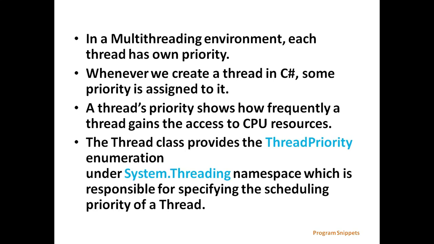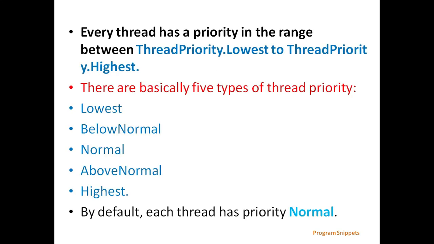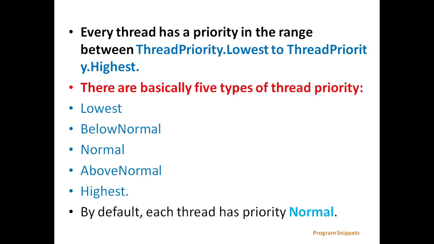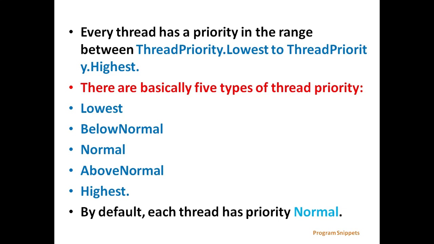The Thread class provides the ThreadPriority enumeration under the System.Threading namespace, which is responsible for specifying the scheduling priority of a thread. Every thread has a priority in the range between ThreadPriority.Lowest to ThreadPriority.Highest. There are basically 5 types of thread priorities: Lowest, BelowNormal, Normal, AboveNormal, and Highest. By default, each thread has priority Normal.